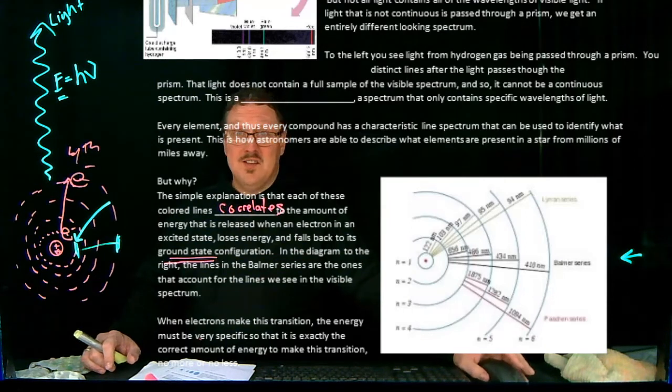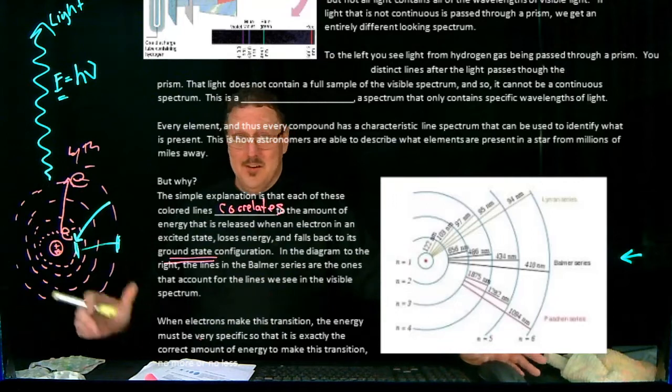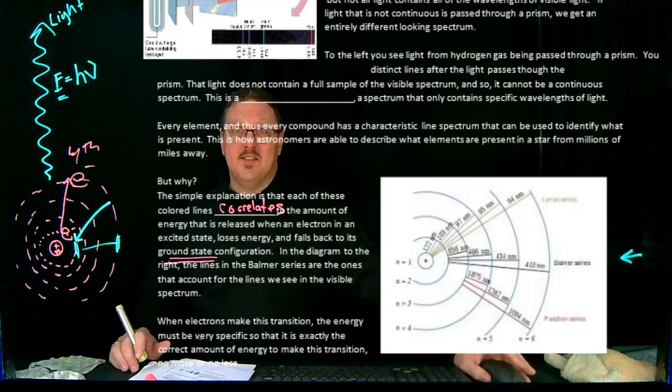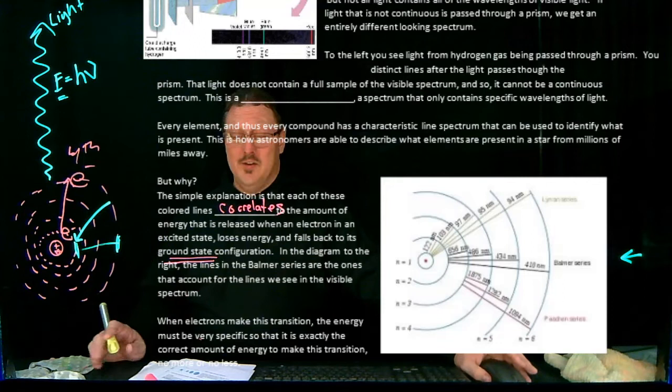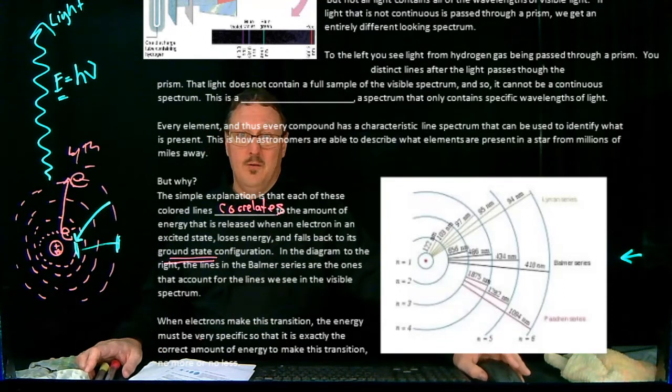And so hydrogen's not the only atom that does this. There's whole bunches of atoms. Every atom does this, and every atom has a couple of different series of these that fit in different spots. And so that's what's really cool about this, is we can see this in a whole bunch of different places in the electromagnetic spectrum.